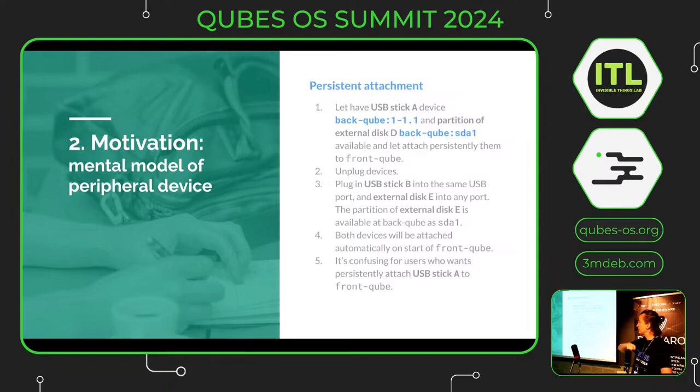So if I have USB stick A, let's say, at port 1-1-1, and the partition of external disk D, which is visible as sda1, and I persistently attach these devices to some frontend VM, and then unplug the devices and plug into the same port USB stick B, so a different one, and some different external disk E to any port, these partitions of this disk E will also be visible as sda1 because there is only one block device there, and both of these devices will be automatically attached to the frontend VM. This is confusing for many users because when somebody wants to persistently attach some devices, they don't necessarily want to attach any different devices plugged into the same port.